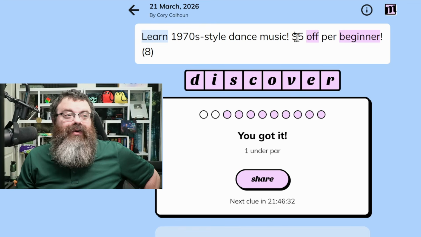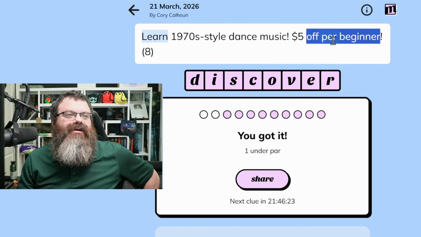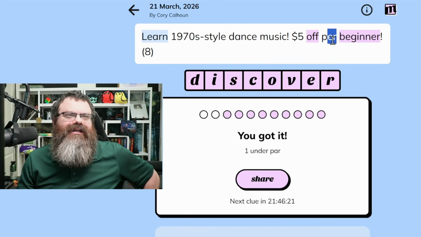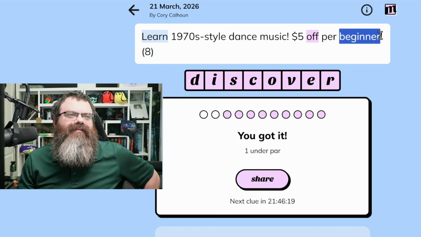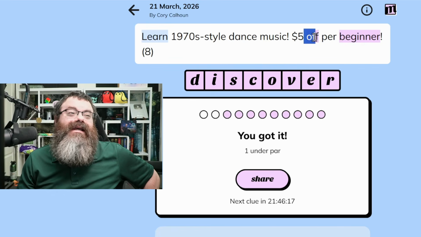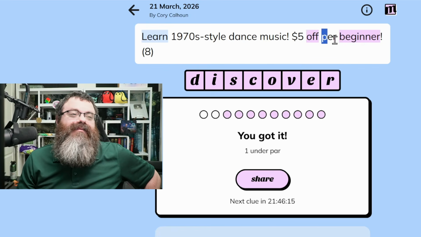Okay, so the dollar sign's ignored. I suppose that might be treated as punctuation. The 5 becomes V, as I said. And then we're just taking the first letter off of per to get ER, which I somehow didn't notice. So we're taking the beginning letter of per off, getting ER, and that's where that ER comes from.